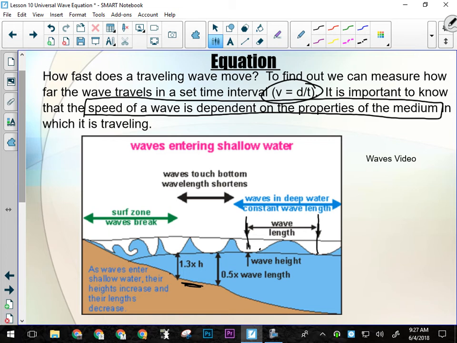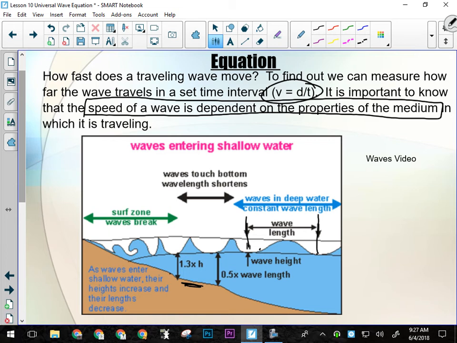Right now in this room, the speed of sound would be about 340 meters per second. If it was at freezing, it would be about 330 meters per second. So it does change with the properties of the medium. And we saw that the depth of water also changes the speed of the wave. Everybody okay with that? So the properties of the medium determine the speed of the wave.